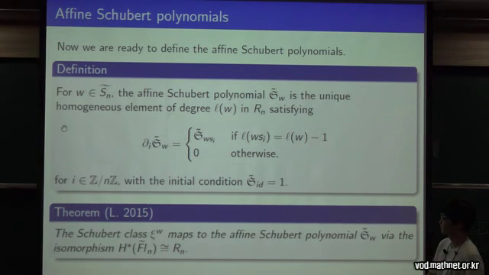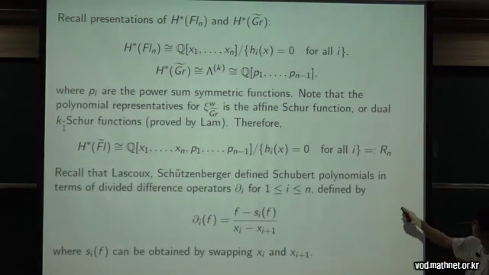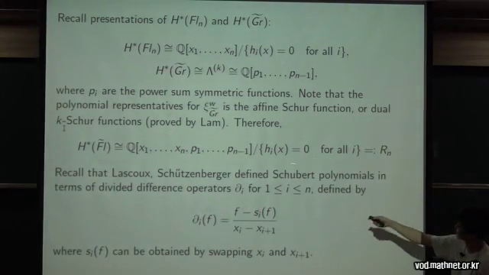And the theorem is that this affine Schubert polynomial is indeed matched with the Schubert class. The Schubert class in the cohomology ring of the affine flag variety, and these polynomials are in this ring, R_n.